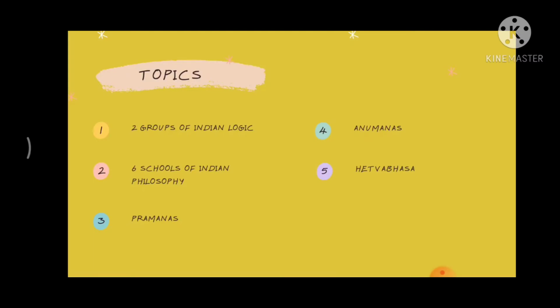Then we will learn pramanas. There are 6 kinds of pramanas. Then we have a few kinds of anumanas. Anumana means inference. You know what inference is. Now you will see Indian inference, the different terms in that and all. Then Hetvabhasa. Hetvabhasa means fallacies. You know the fallacies in Greek logic, the formal fallacies and the informal fallacies. Here you will learn which are the fallacies in Indian logic. So you have to be very thorough with all these terms.